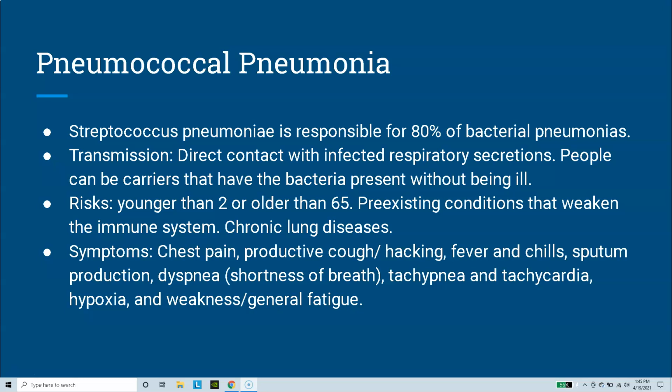Symptoms are chest pain, productive cough, hacking cough, fever and chills, sputum production, dyspnea, which is shortness of breath, tachypnea and tachycardia. Tachypnea is increased respiratory rate, while tachycardia is increased heart rate. Hypoxia, which is low blood oxygen levels, and weakness or general fatigue.